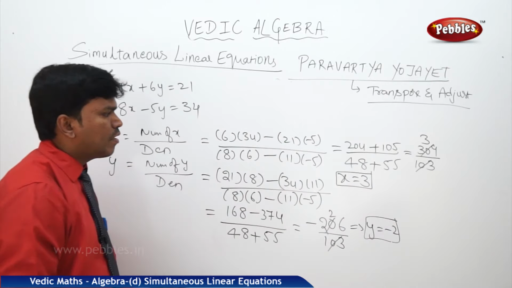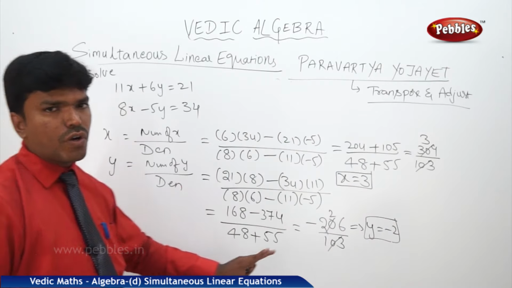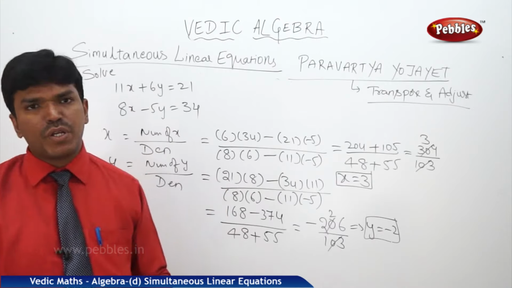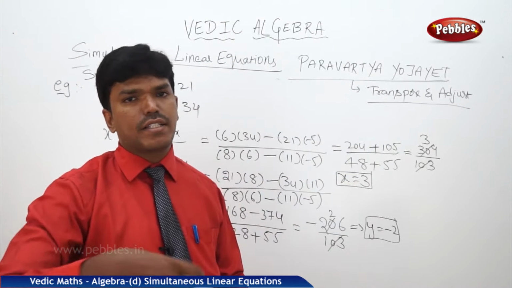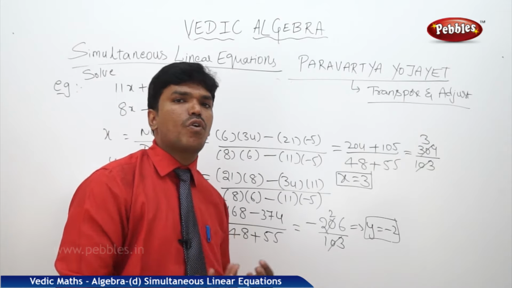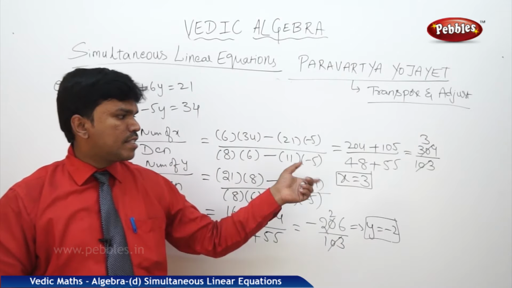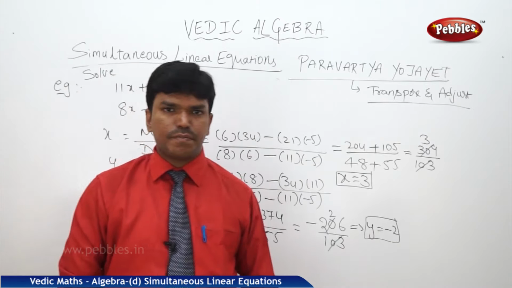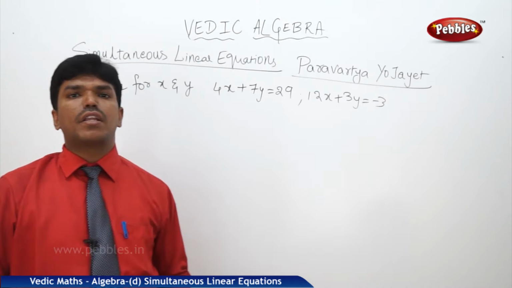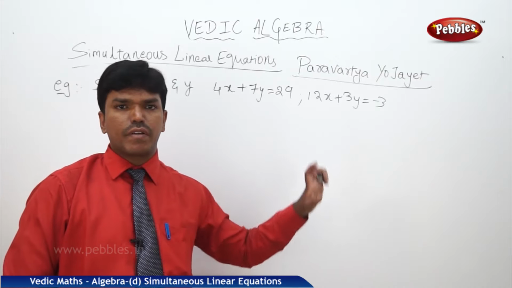So in just two steps, we are going to get the answer in an easier way by using the sutra Paravartya yojayet, that is transpose and adjust. Transpose and adjust the coefficients so that you will get the answer in an easier way. Let us see some more examples. We'll solve another example in simultaneous equations using Paravartya yojayet.